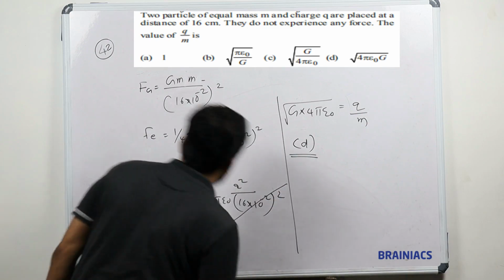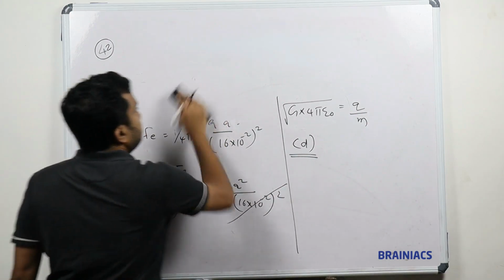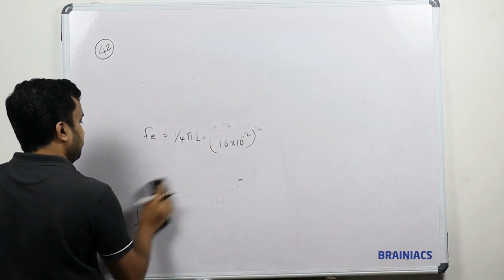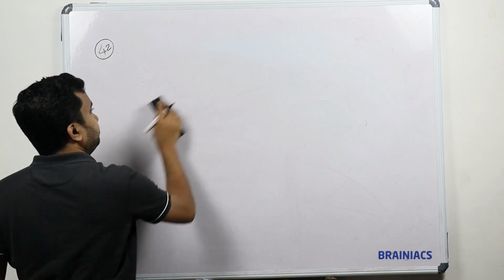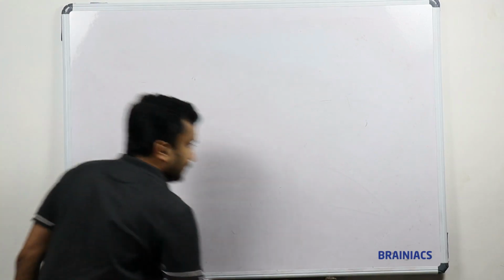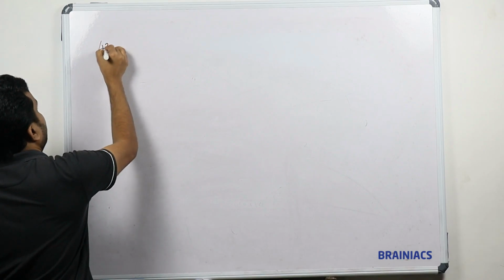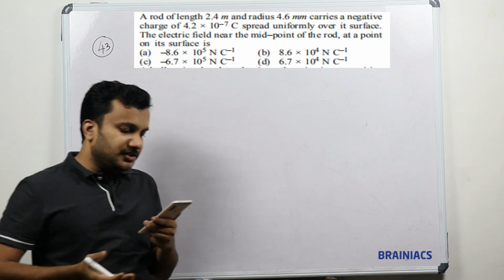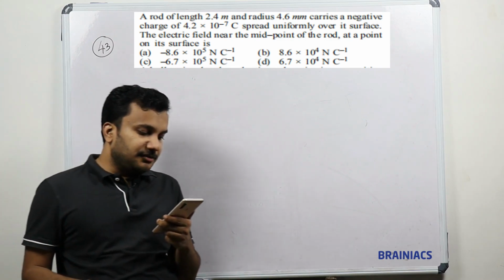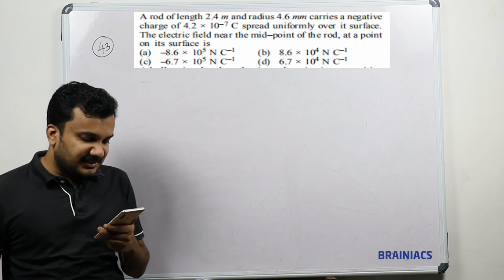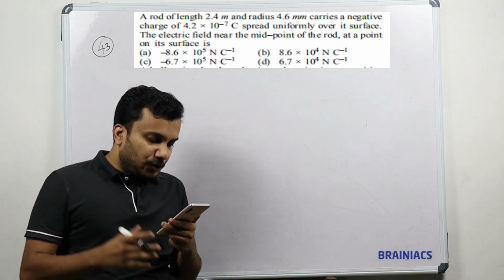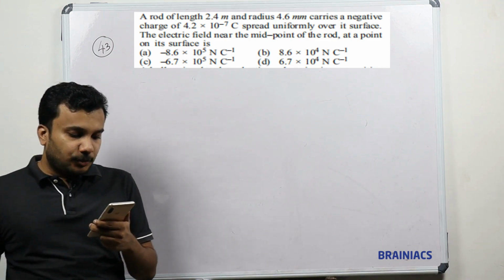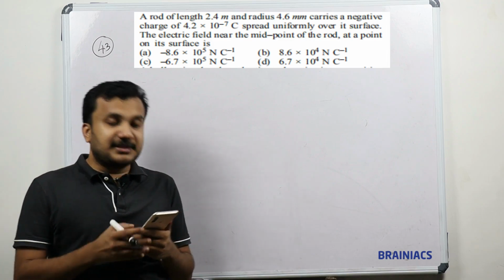We'll move to the next question, 43. What is 43 all about? A rod of length 2.4 meter and radius 4.6 millimeter carries a negative charge of 4.2 into 10 power minus 7 coulomb spread uniformly over its surface. It's a rod. The electric field near the midpoint of the rod, at any point on its surface, will be?